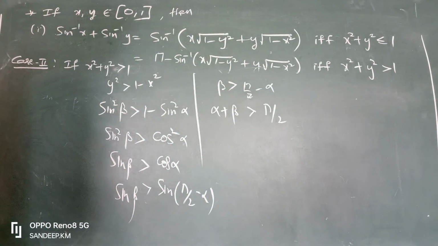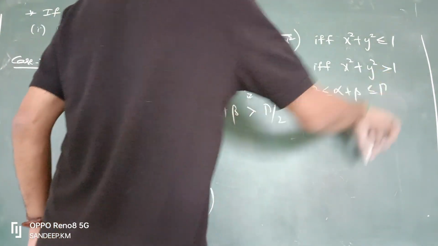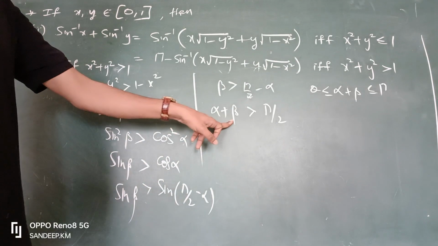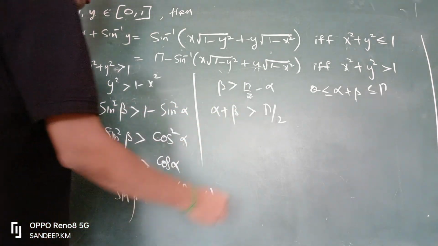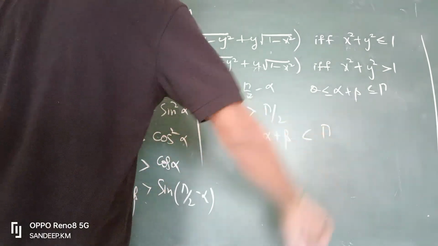So therefore, but already alpha plus beta is between 0 and 180. So now it is observed that alpha plus beta is greater than 90. So therefore we say that alpha plus beta is between 90 and 180.